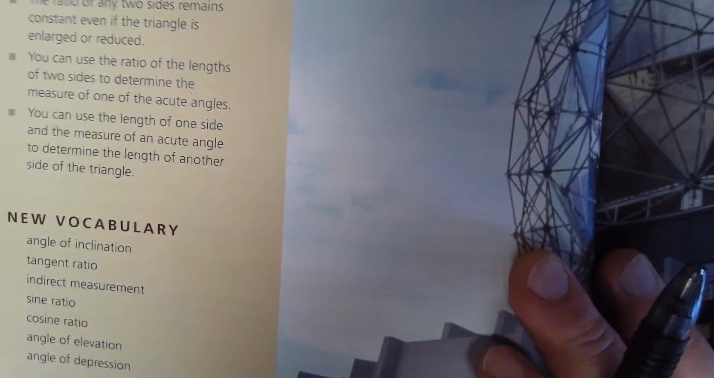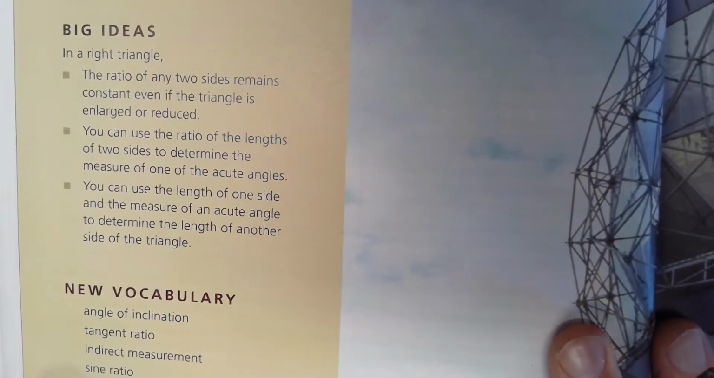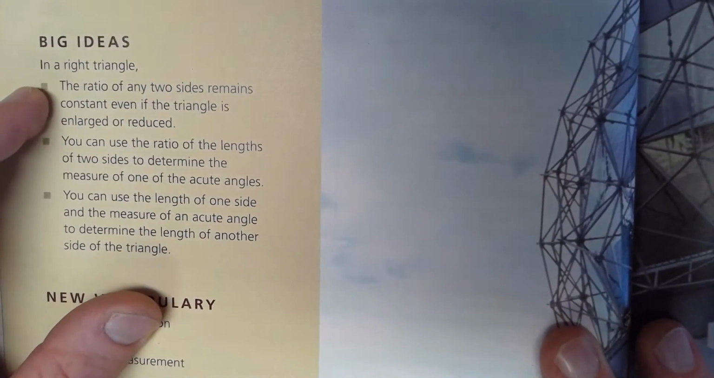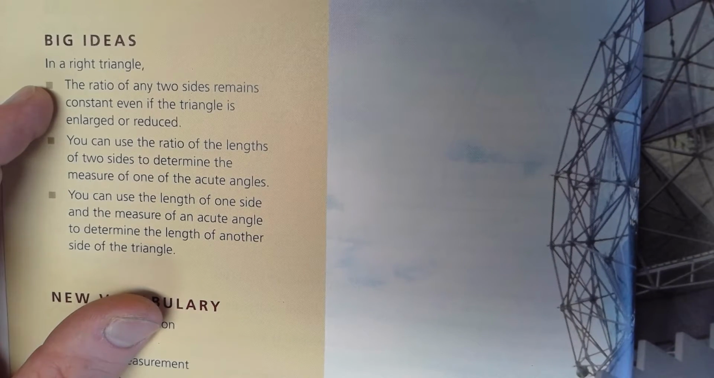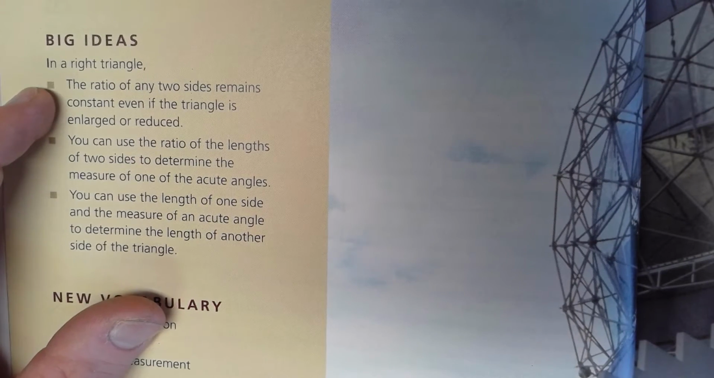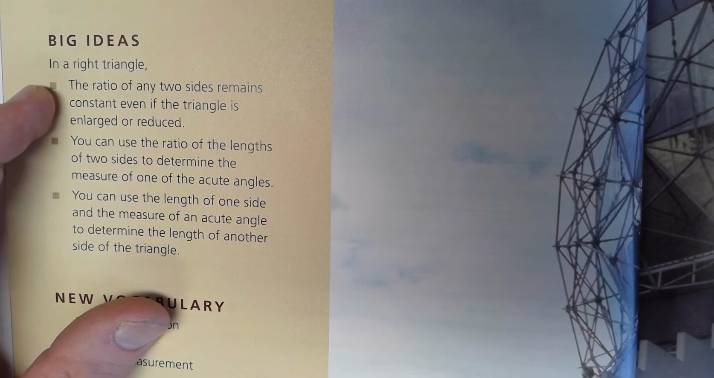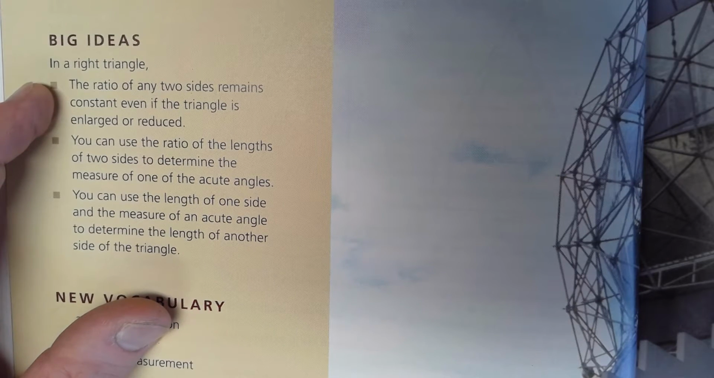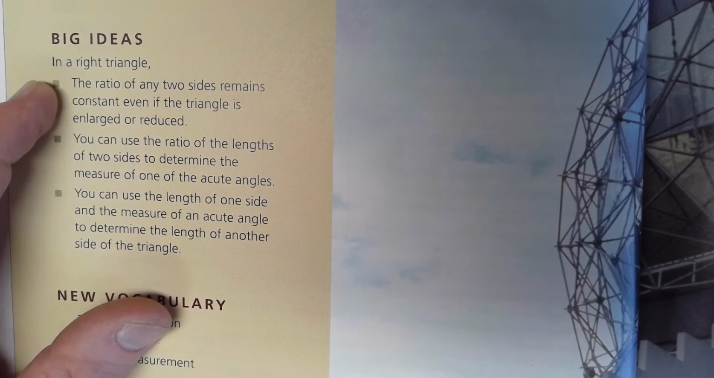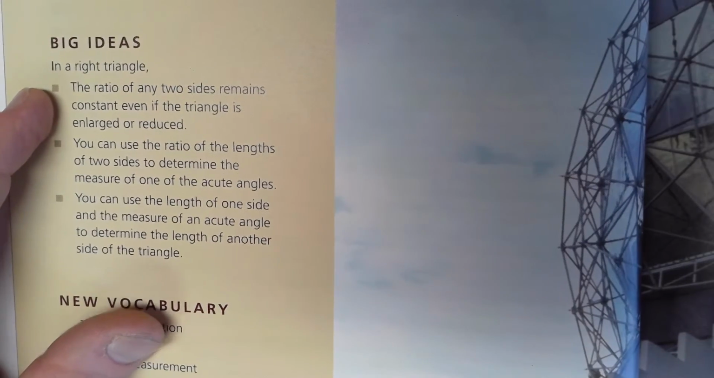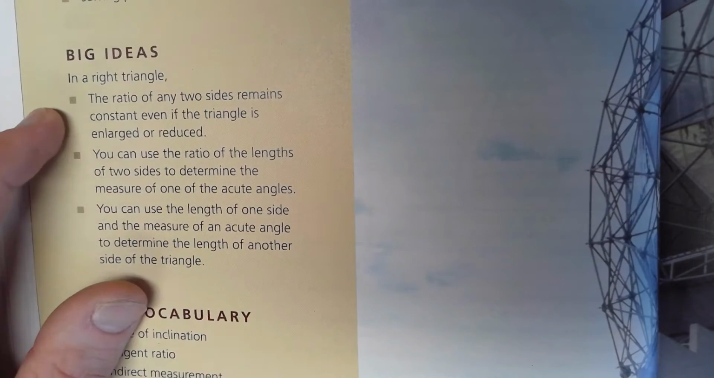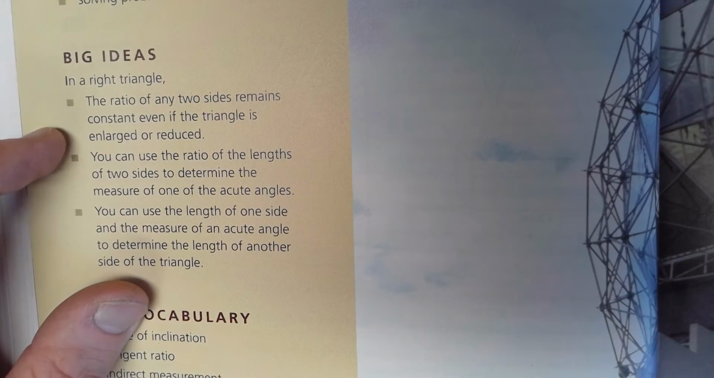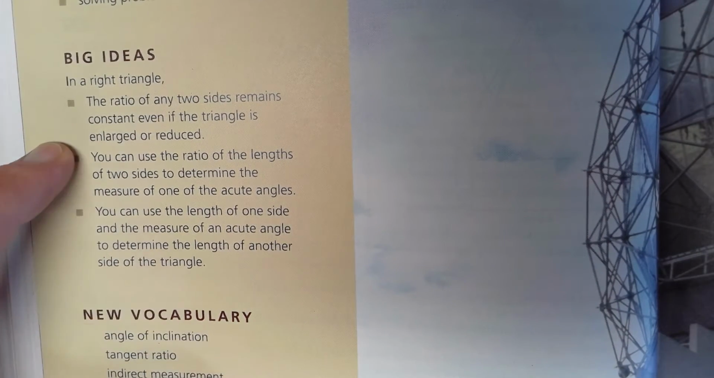The big idea here that we're going to look at: the ratio of any two sides remains constant even if the triangle is reduced or enlarged. So if you have a triangle with the short side 3, the middle side 4, and the long side 5, that triangle can be increased to 6, 8, and 10, for instance. Or you can increase it further, or you can reduce it. The angles of the triangle, however, stay the same, which will leave the ratio the same.